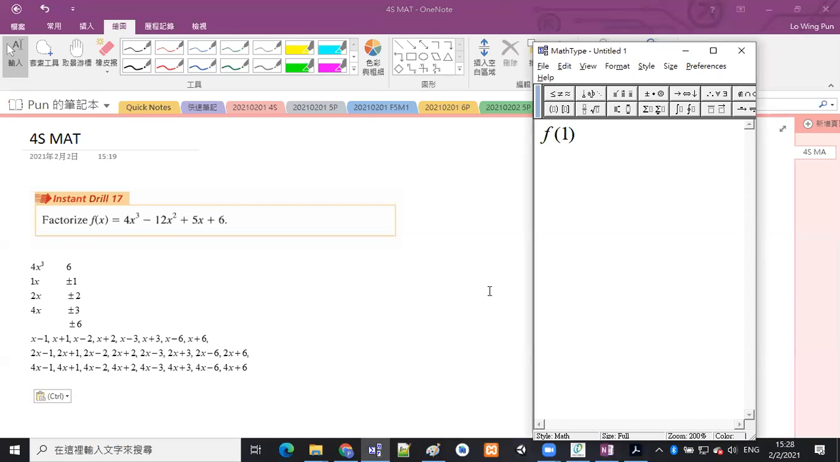f(1) is not equal to 0. And then f(negative 1) is not equal to 0. f(2) is equal to 0. Am I correct? f(2) is equal to 0. So actually, we can say that x minus 2 is a factor of f(x).